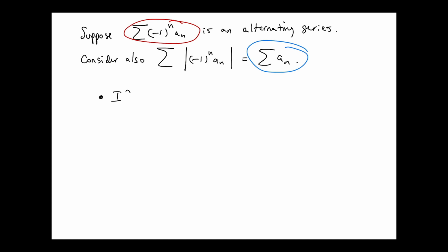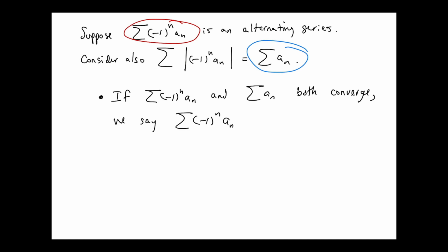Okay, so if the first one and the second one both converge, so it's possible that they both converge. And if that's true, we say the original converges absolutely. That's why I put the absolute value in there, to show you why we use the word absolutely here.